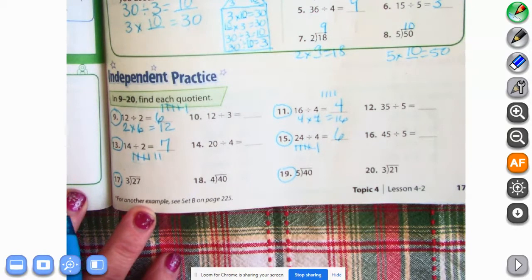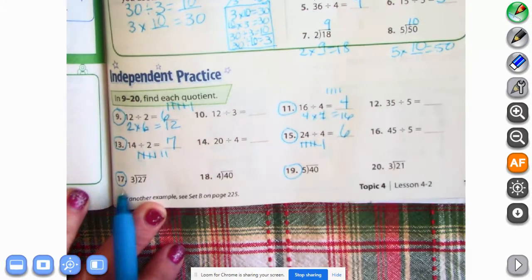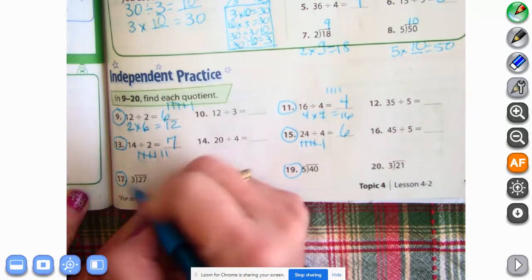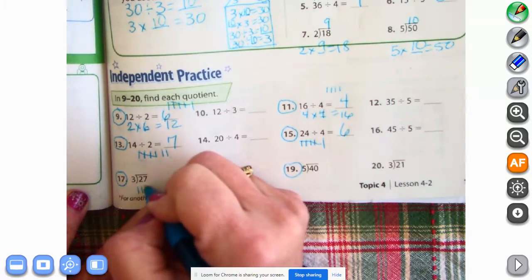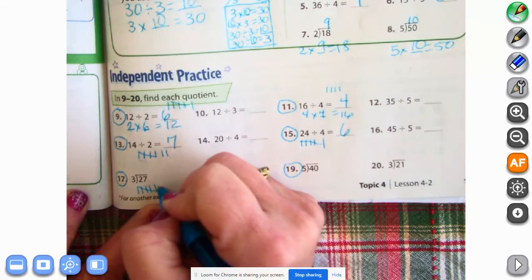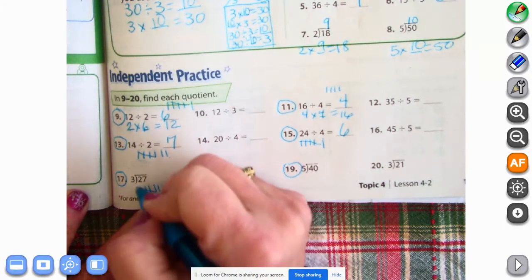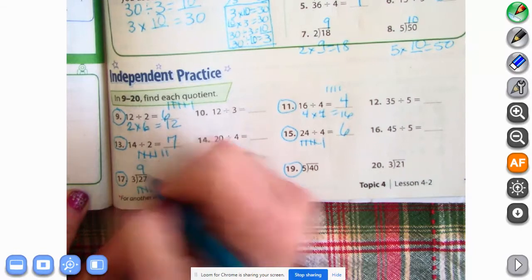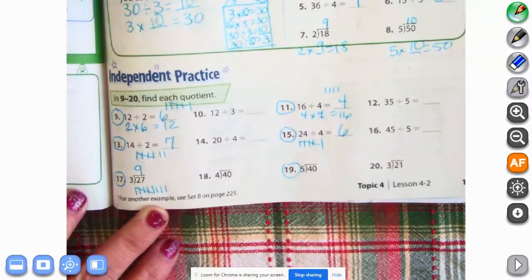Okay, make sure you're pausing when you need to, okay? Number 17, 3 divided into 27, or 27 divided by 3. You can skip count. 3, 6, 9, 12, 15, 18, 21, 24, 27. Oh, that's all we have to do. That's 5, 6, 7, 8, 9. 9 goes over that 7.